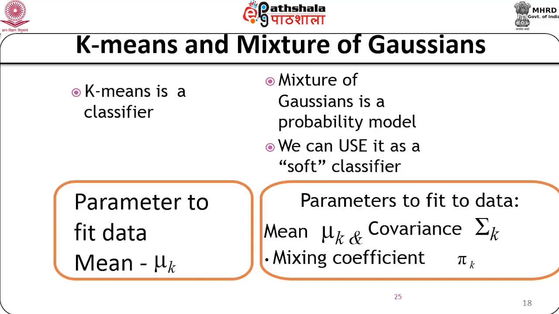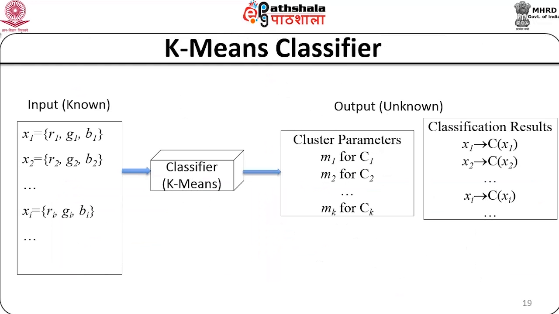Now, we are talking about the model. In the simple case of k-means as a classifier, we used only the mean. Here we are going to use the mean, the covariance or variance, and the mixing coefficient. So, here we have the known input, the classifier and the cluster parameters. This is simply for the k-means classifier, and this is the classification result. We keep doing this till you converge.